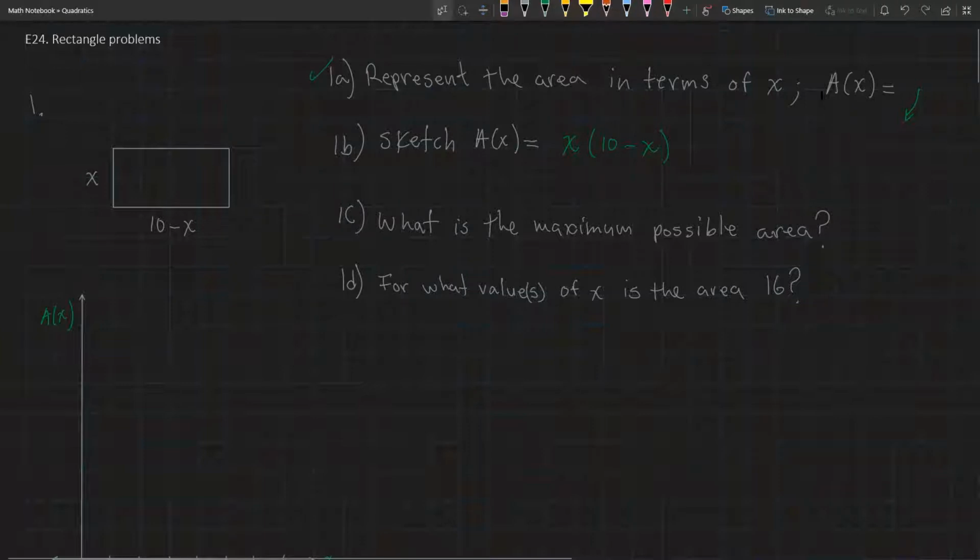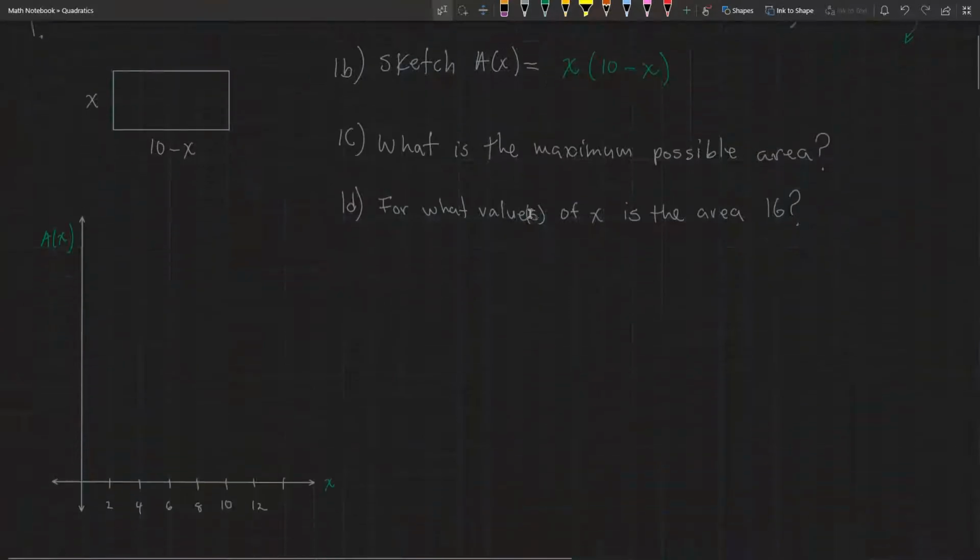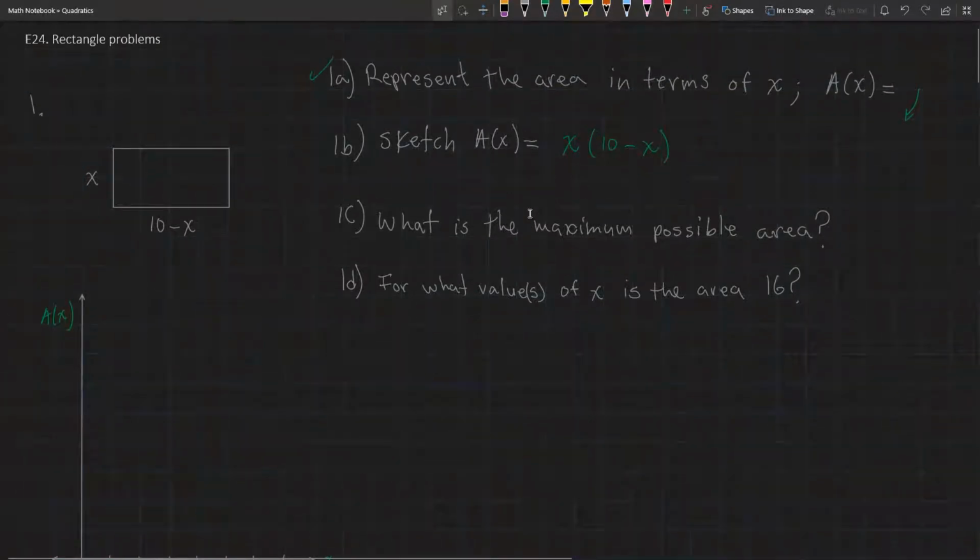Now from there, hopefully you recognize that this is in factored form. If you do recognize that, then you don't have to go to the trouble of distributing this into standard form. And at the same time, hopefully you visualize this negative x. This means negative something squared. So start thinking about the way that this parabola is going to curve.